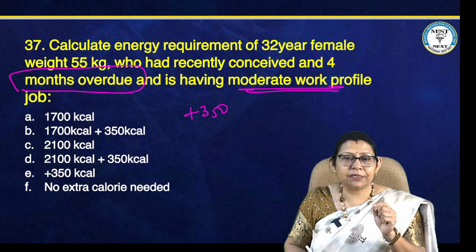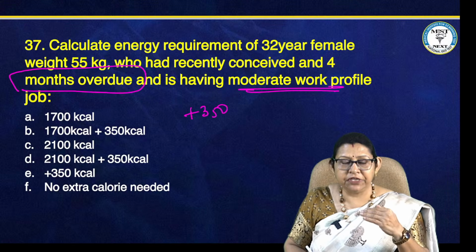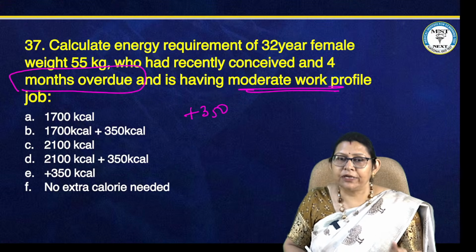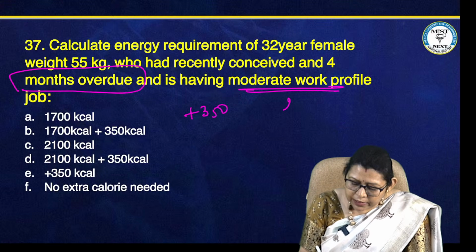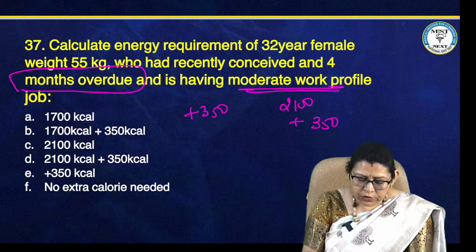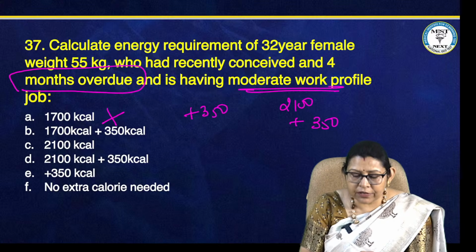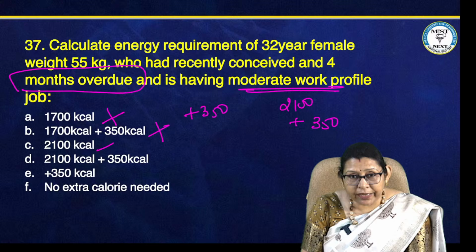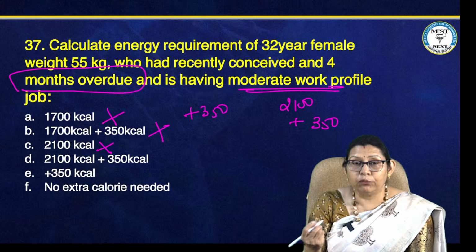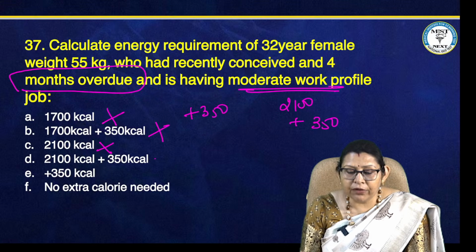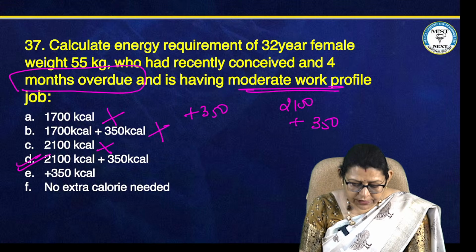A catch we had discussed. The sedentary worker 1700, plus 4 21 is moderate, plus 6 27 is for heavy. So moderate worker का कितना हुआ, 2100. So 2100 plus 350. So 1700 is for the sedentary worker. This is out. 1700 again this is out. 2100 is a moderate worker calorie. हमारे को 4 month पे extra calories चाहिए. So 2100 plus 350. So this is your correct answer.